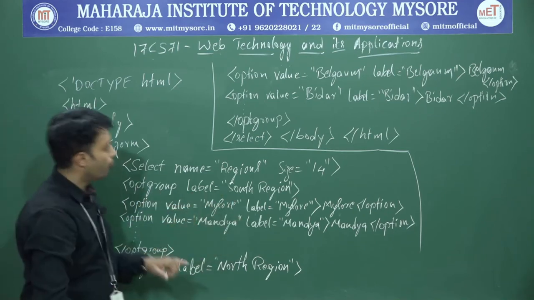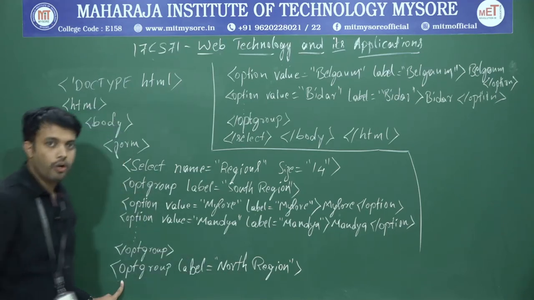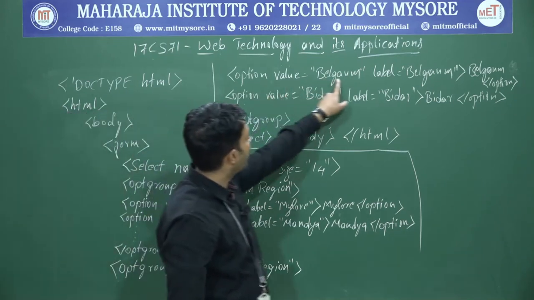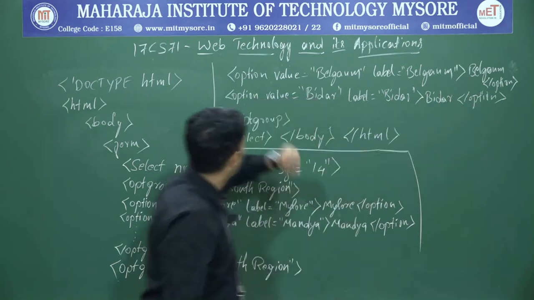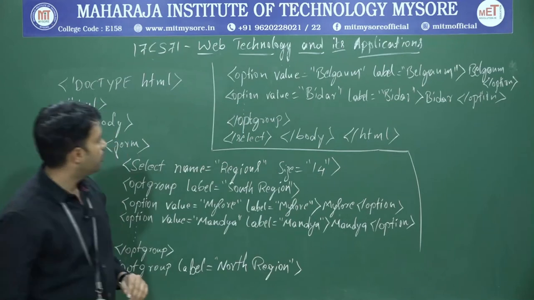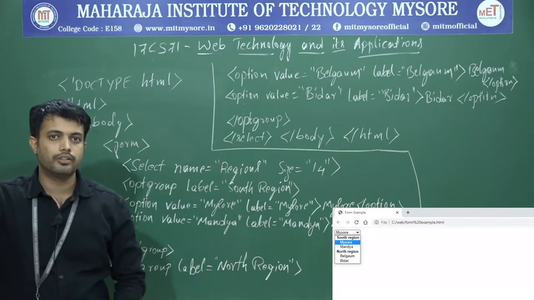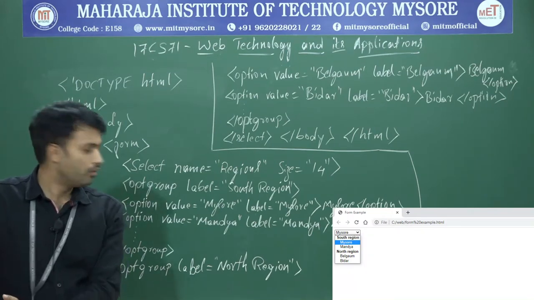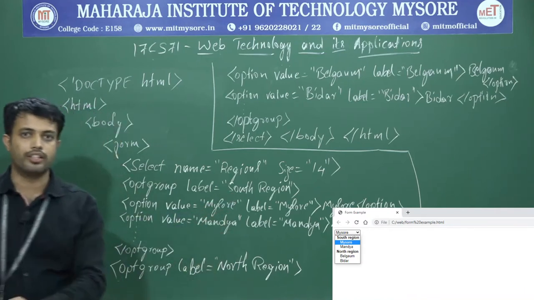Likewise, we can group the north region. Again I have to open an option group. Within that we have a Belgaum option with the label Belgaum. So like that. Once I run this program, you can notice that the options are grouped in two separate groups: one is the south region, another one is the north region.